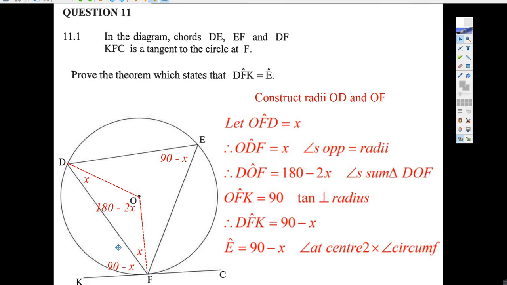Well, if that's x, the angle out here, the angle that we want to get at, DFK, has to be 90 minus x then. Well, gee, this angle up here is 90 minus x, which is actually what we were supposed to prove, that DFK is equal. But why is it 90 minus x? Because the angle at the circumference is half as big as the angle at the center. The angle at the center is 2 times the angle at the circumference.